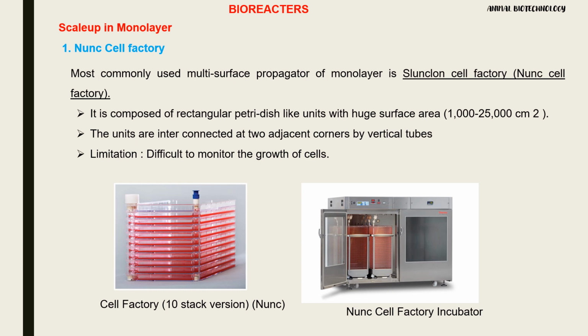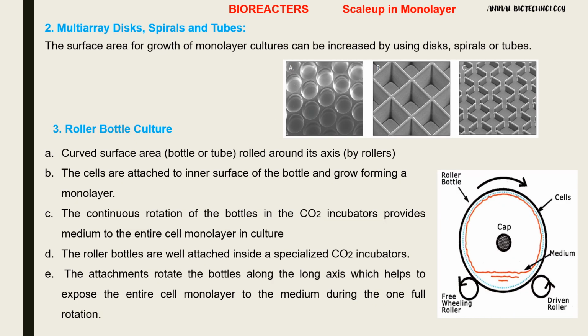The main disadvantage of cell factory is that cell growth cannot be monitored as the petri dishes are stacked. Multi-array disc, spiral and tube cultures. In this type, the surface area of growth of monolayers culture is increased by using spirals, discs or tubes as shown in the figure.